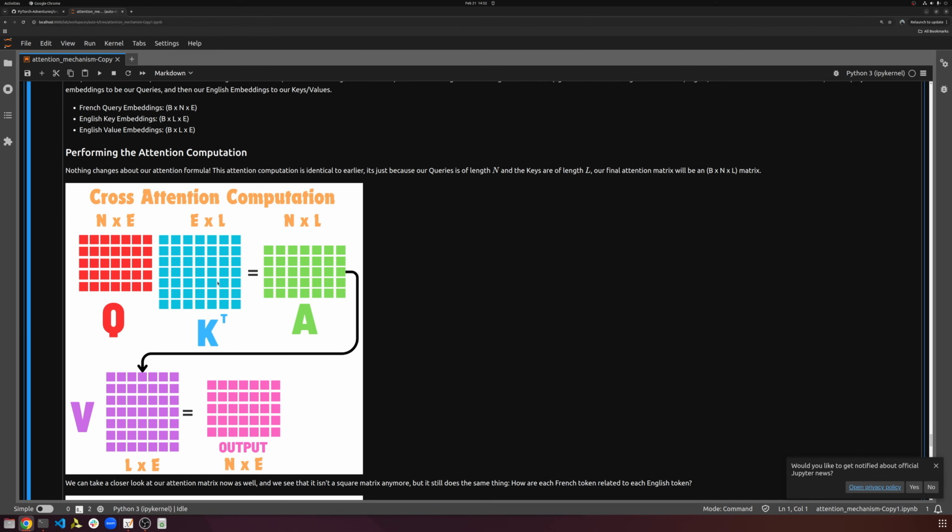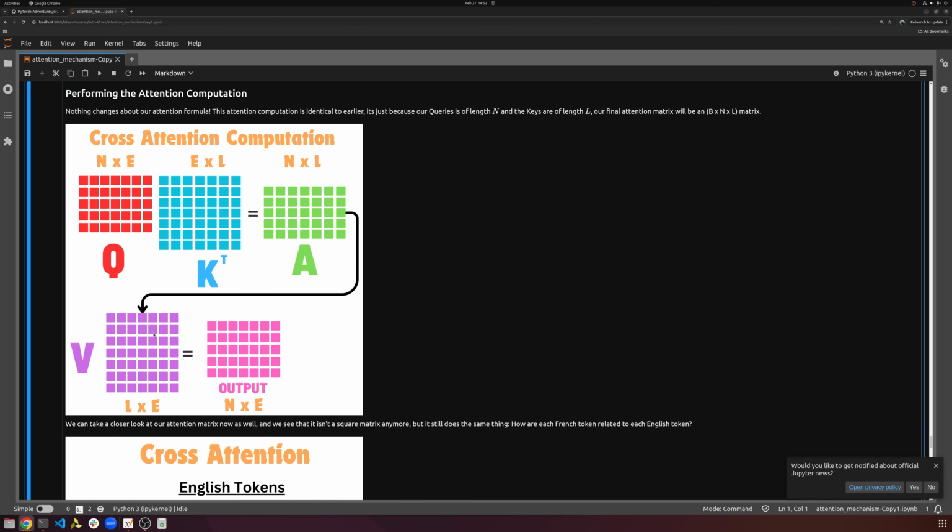And now this is our English embeddings. V is just another projection of the English. So now I can weight: the first French word is related to the first English word by this much, the second English word by this much, the third English word by this much. And so why not just average it up? I can do an N by L times an L by E, which will tell me, let's say the first French word is 5% related to the first English word. So I want 5% of the first vector, 10% of the second vector, 50% of the third vector, and so on. So we're weighting our value vectors, each of these vectors representing an English token, by what our model thinks is how the French is related to the English.